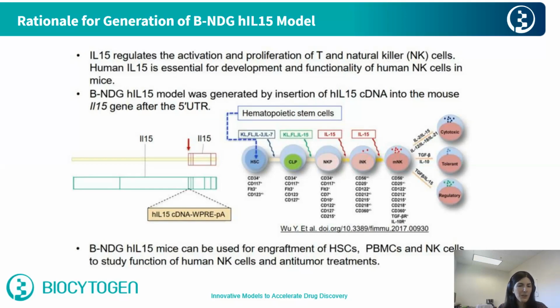One key cytokine regulating NK cell development is IL-15, which regulates the activation and proliferation of the cell population. So in order to provide a model that supports NK cell survival, we generated a humanized IL-15 model that can be used for engraftment of HSCs, PBMCs, as well as NK cells directly. In this model, the IL-15 cDNA was inserted into the mouse IL-15 gene after the 5' UTR.